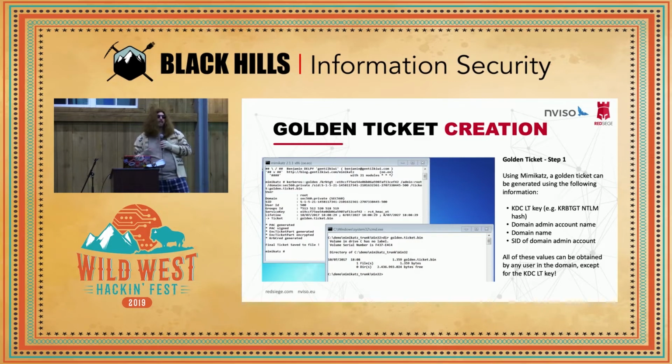Now, how can we create the ticket? We can use a tool like Mimikatz. So off to the top left here, we're using Mimikatz. We're going to give it the password hash for KRBTGT. Because when it generates that PAC, it needs to sign that PAC. It's actually going to sign it twice using that same key. And then we've got our ticket granting ticket.